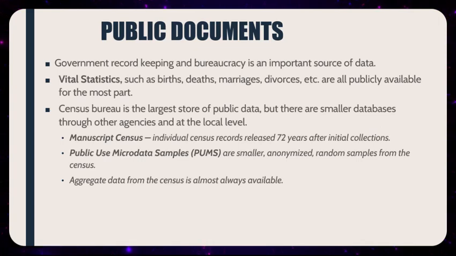The manuscript census is individual census records that are released 72 years after initial collection. So the full census becomes available 72 years after it's collected. So a census that was collected in 2020 will not be fully publicly available until 2092. However, the census will release what are called public use microdata samples, or PUMS, which are smaller, anonymized, random samples that are drawn from the census. We can always access aggregate data from the census when it's available.